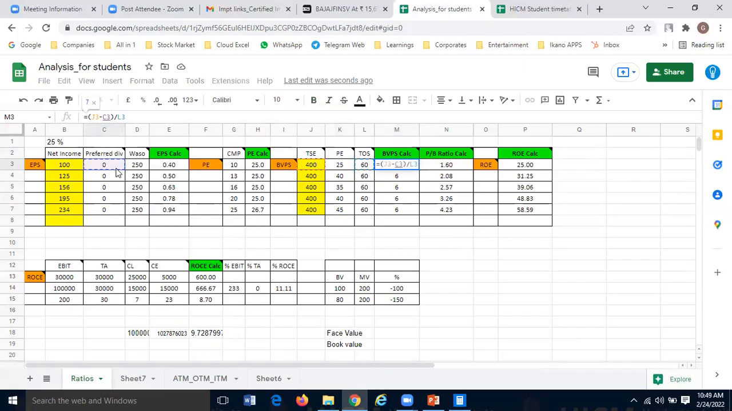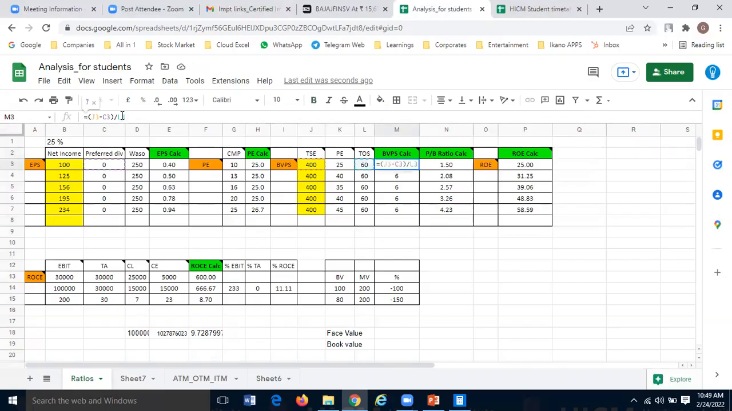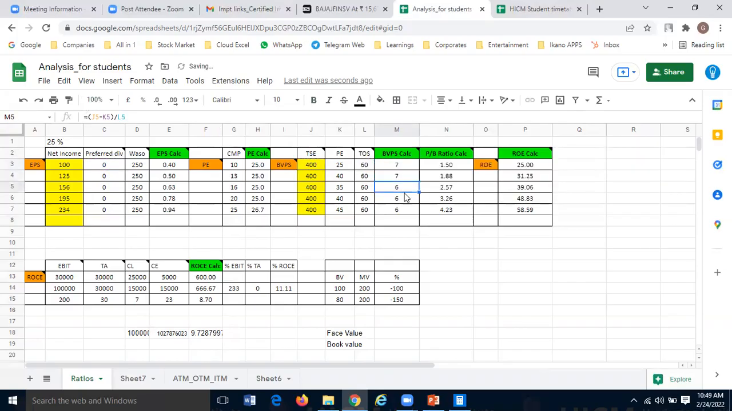And divided by L3, that is the total outstanding shares. It will touch here. So I think now it will be fine. That is why I was saying that there was no difference here. So this is the preferred equity. If the company starts giving preferred dividend, we'll see what is the effect on BVPS.